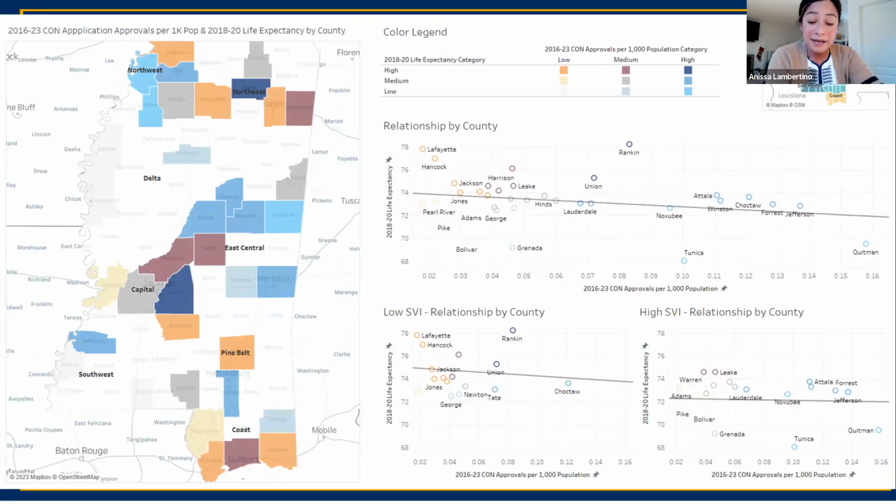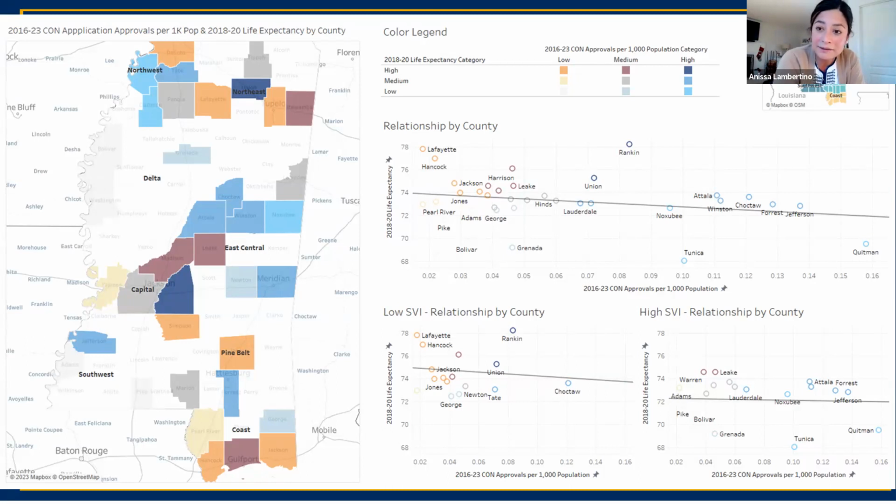And so key counties where both indicators are low, those are the lightest color counties, and they're almost impossible to see. They are located in the Delta on the western boundary. They include Adams, Bolivar, and there's a couple more further down, Pike and Washington counties.